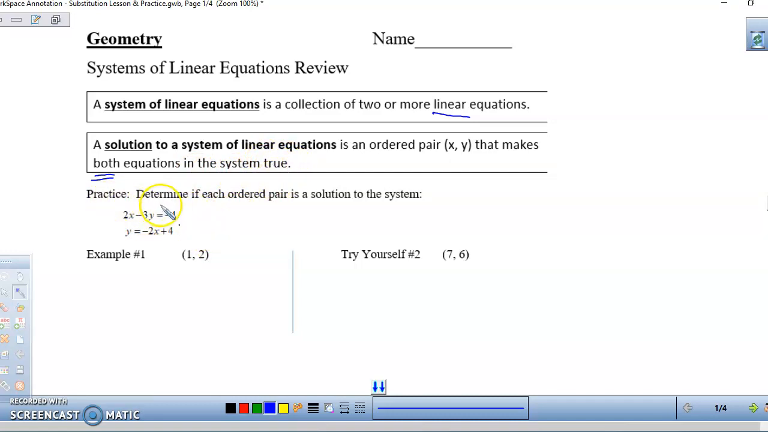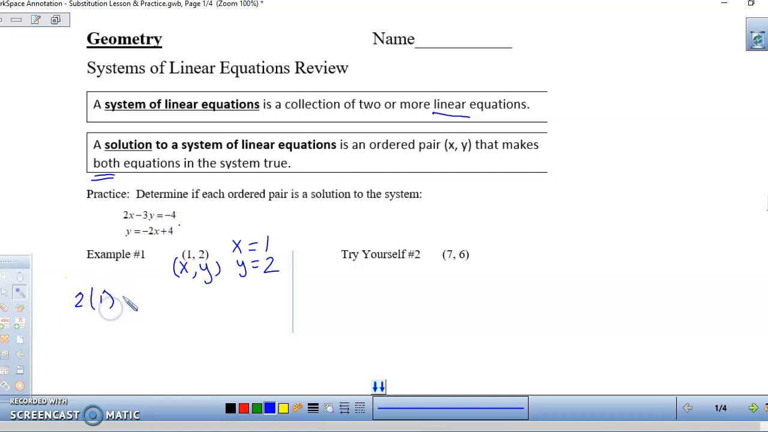So practicing that piece of it, determine if each ordered pair is a solution to the system. So example one, here's our ordered pair, and we have this system, and we're going to take our numbers. If you remember, x is always first, y is always second. So in this ordered pair, I have x equals 1 and y equals 2. You could even write that off to the side if that was helpful. What we're going to do is take each of these equations and plug in the x and the y. And again, I am going to use parentheses when I do that.